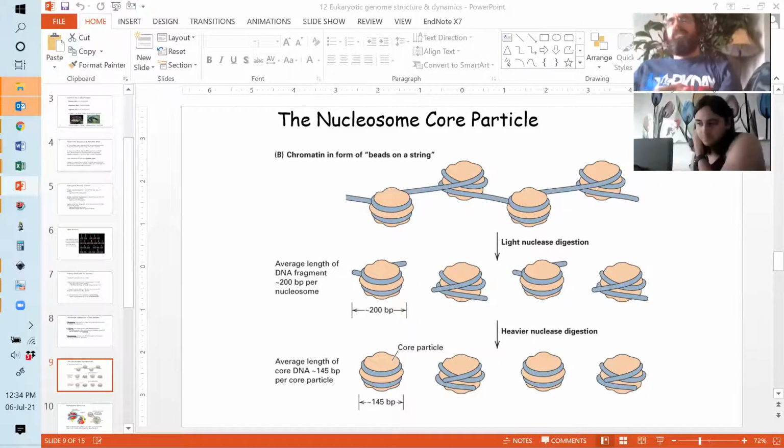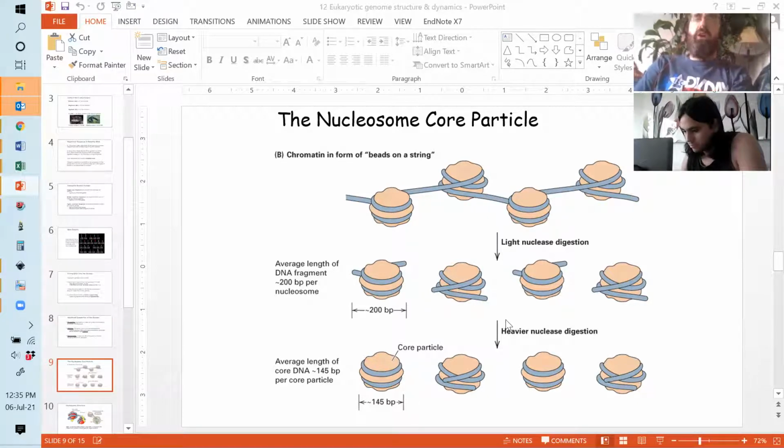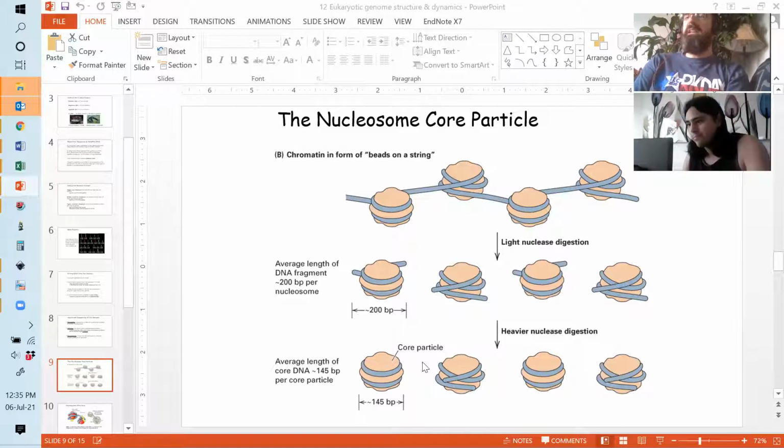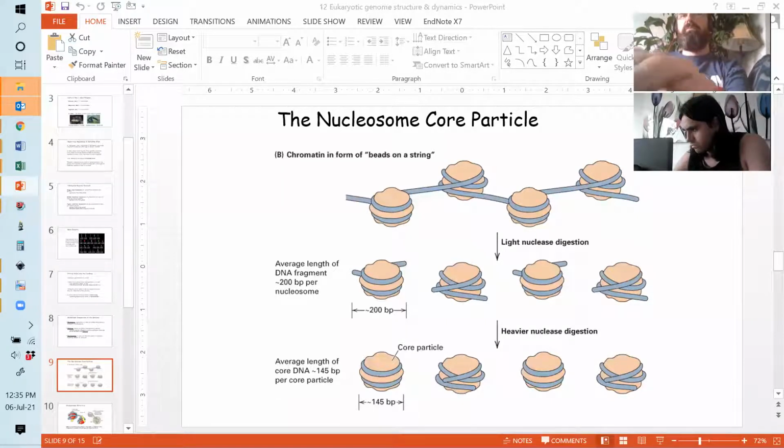Now, essentially what this is showing is if you kind of chew up the DNA, typically those enzymes will chew up the DNA that's available, right? So that's going to be what's between the nucleosomes. Now, if you try even harder, what you'll end up with is just the DNA wrapped around those 8 histones, right? So the core particle equals, again, it varies from species to species, but about 140 base pair of DNA plus the 8 histone proteins.